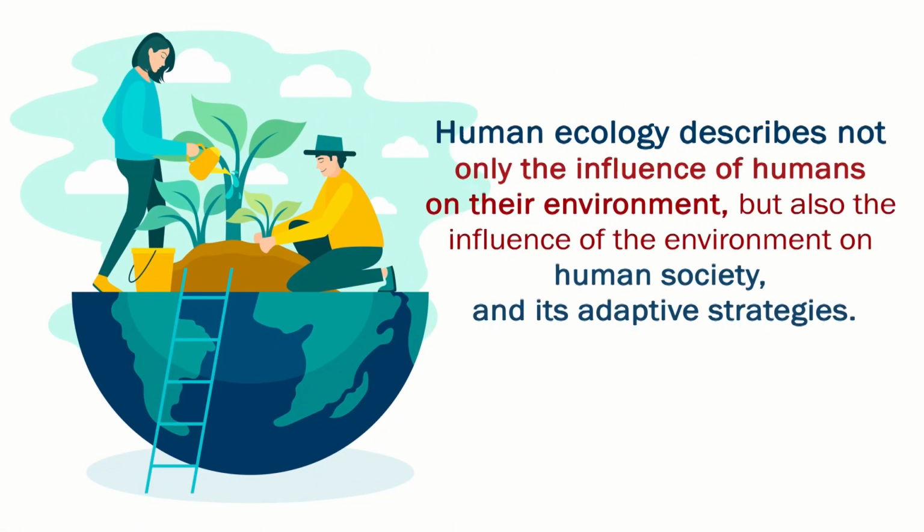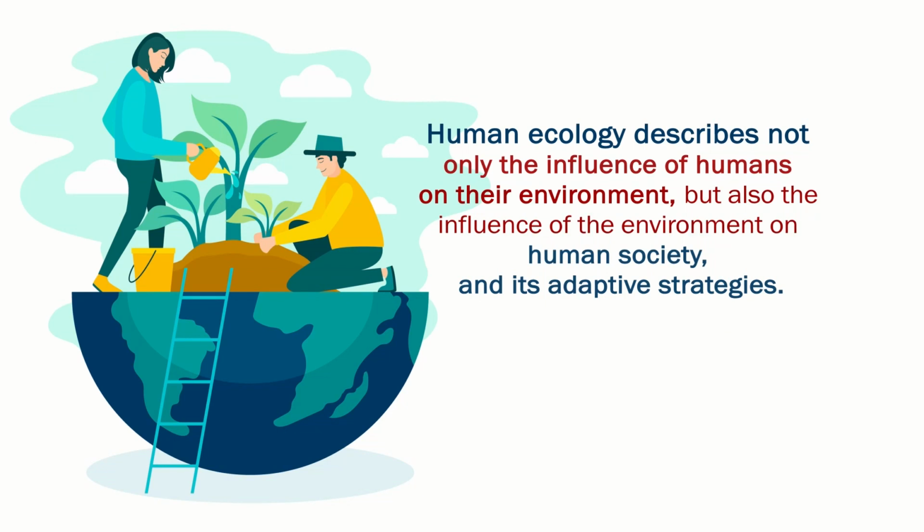As different communities, cultures, and societies develop, they evolve distinctive sets of norms, values, and goals in relation to nature, so that adaptations, collaborations, and conflicts among those human individuals and groups also contribute to the web of interactions that impact upon the environment. Human ecology describes not only the influence of humans on their environment, but also the influence of environment on human society and its adaptive strategies.